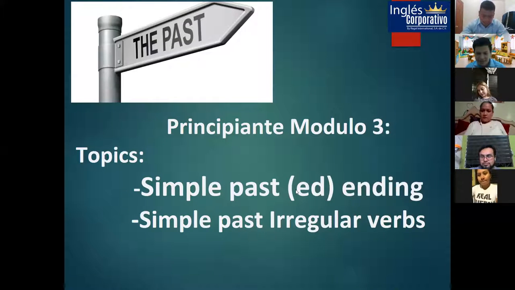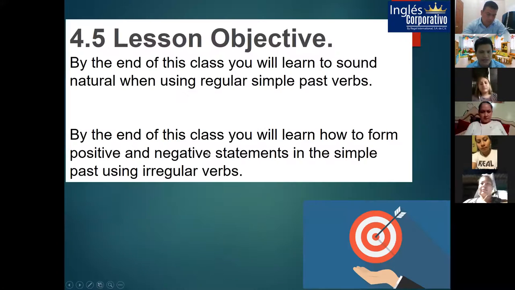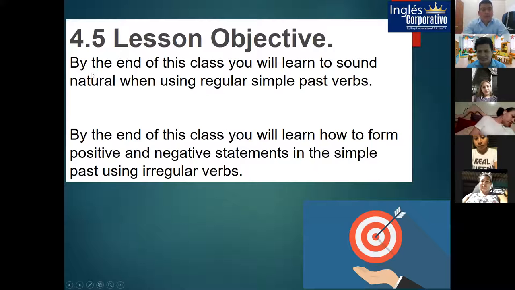Okay, básicamente vamos a ver ED endings and irregular verbs. Verbos regulares y verbos irregulares. Very nice. Continue with this. Okay, we're going to start with today's objectives. Somebody who helped me to read the first one. Me, teacher. Okay, thank you, Flora. Go ahead.